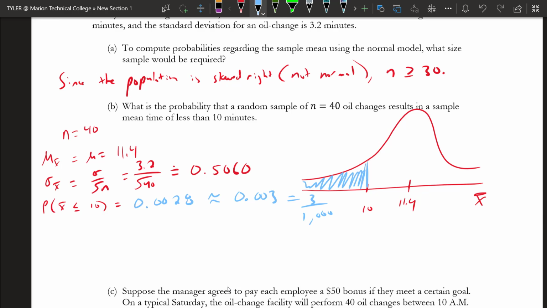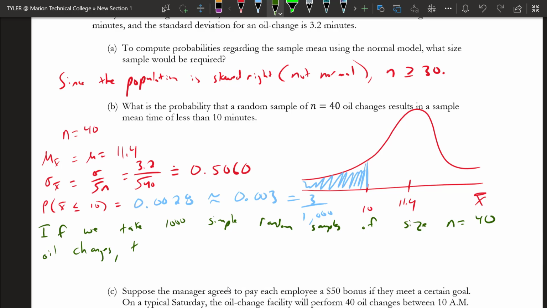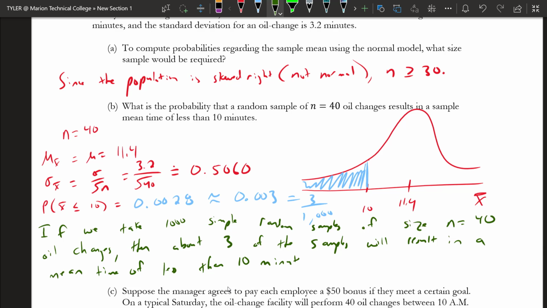So we could say if we take 1,000 simple random samples of size n equals 40 oil changes, then about 3 of the samples will result in a mean time of less than 10 minutes. Right?